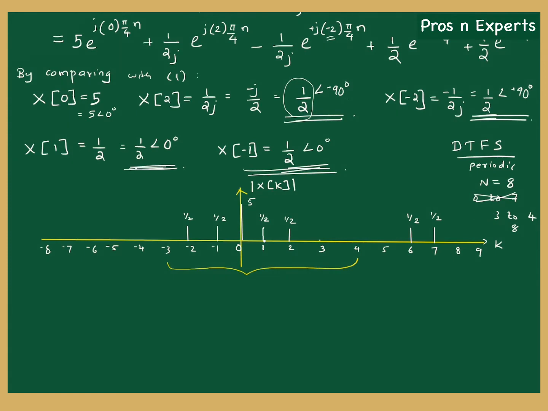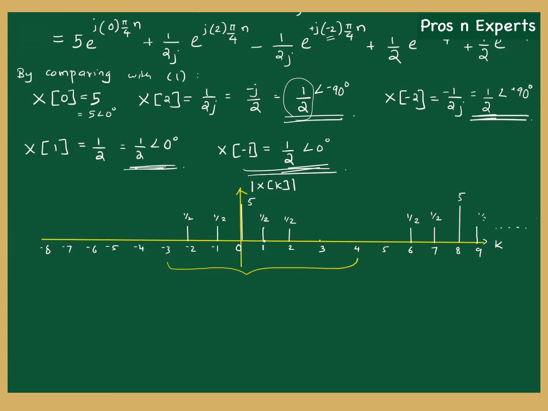Okay, I can rub this for clarity. 8 will be having 5, 9 will be having 1/2, and so on, right? It repeats. Similarly for negative time also.